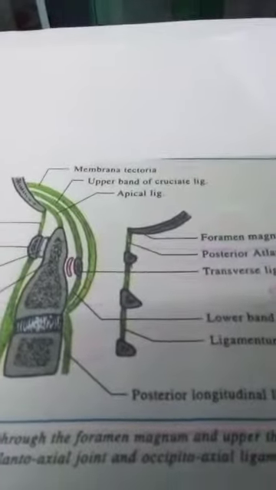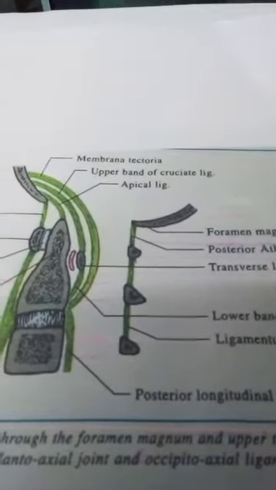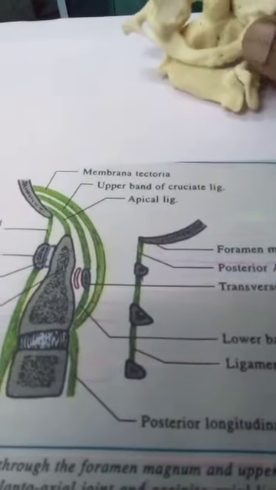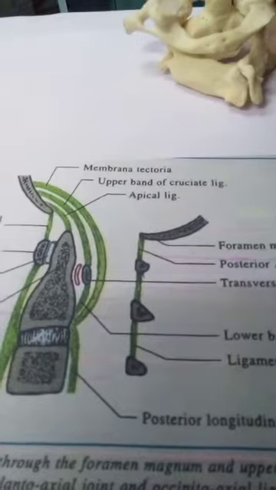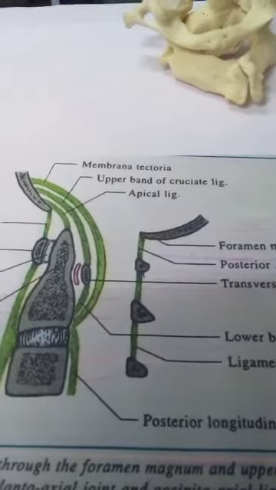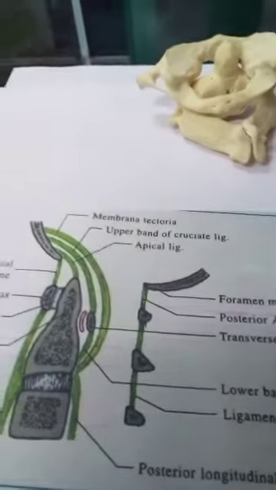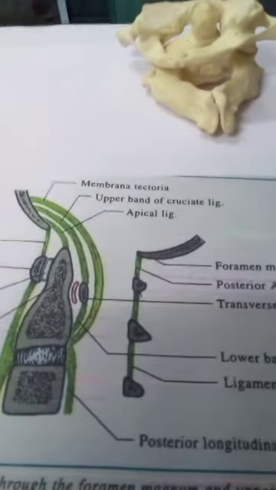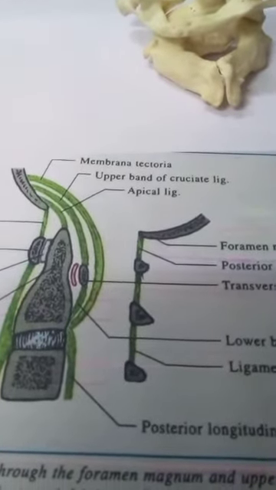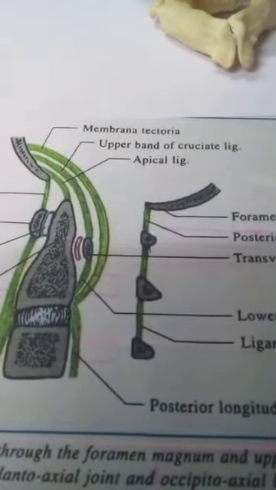Now, let us know the ligaments connecting the axis with the occipital bone. Four sets of ligaments bypass the atlas and connect the axis with the occiput. The ligaments are: number 1, apical ligament; number 2, alar ligament; number 3, cruciform ligament; and number 4, membrana tectoria.